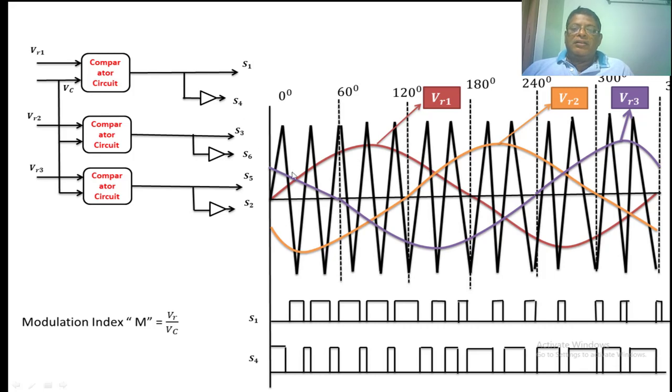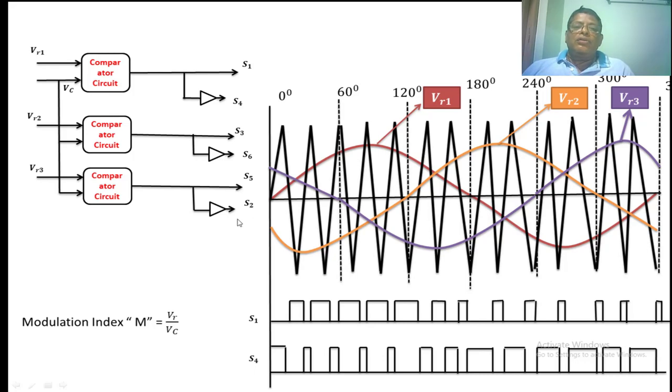In the same manner, when the same triangular signal is compared with the B phase, then we get the signals for S3 and the opposite signal we give to S6. Similarly, VR3 we compare with the triangular signal. We get the signal for S5 and the opposite signal we give to S2. In this manner, we generate the base voltages to the switches so that the switches will be on whenever the base voltage is 1. When the base voltage is 0, the switches will be off.